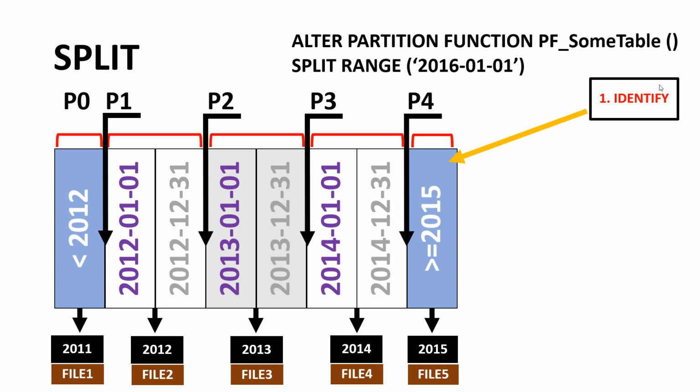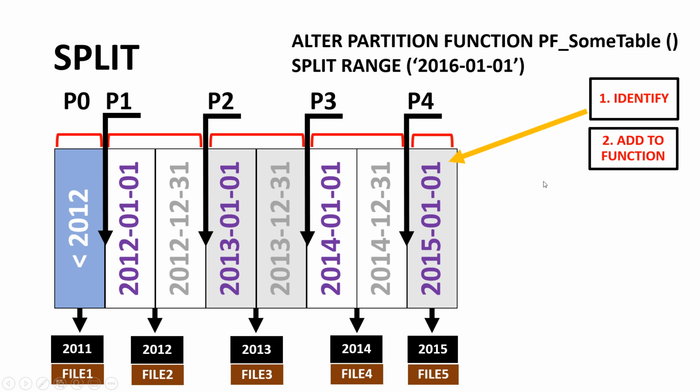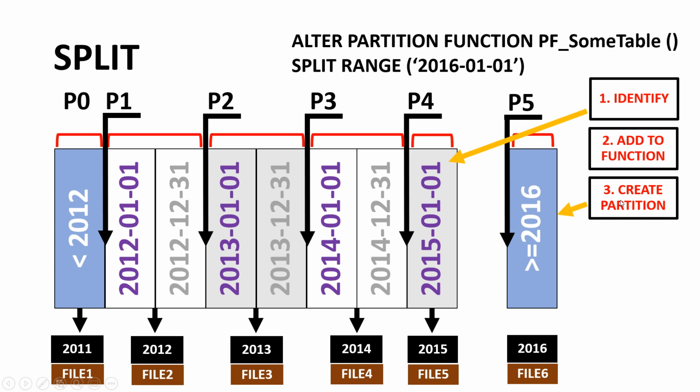Okay, the first thing we're going to do is identify which partition includes our boundary point. We're going to add that to the function. That's done in the background. So the question that was asked before is, do you modify the function? You don't, but it gets modified. Next step is to create the new partition. It does that, assuming that you've already created a file group that has a file. It's going to work.